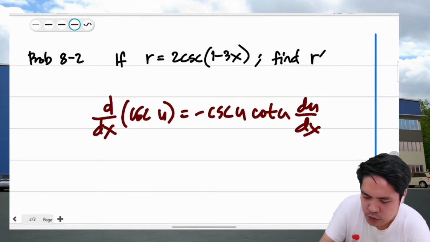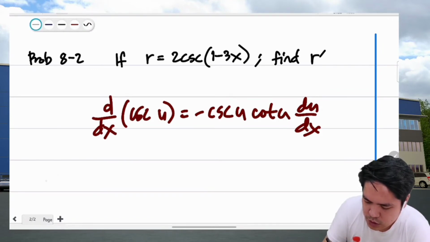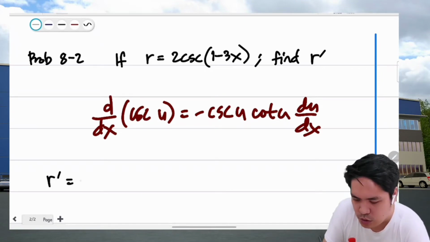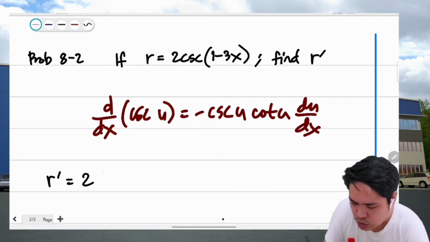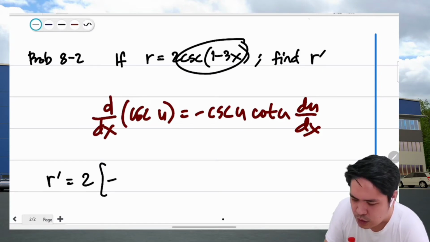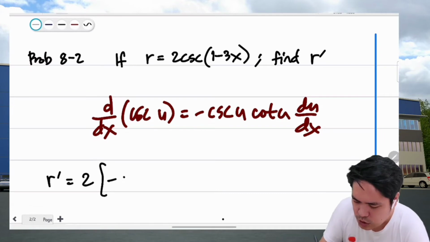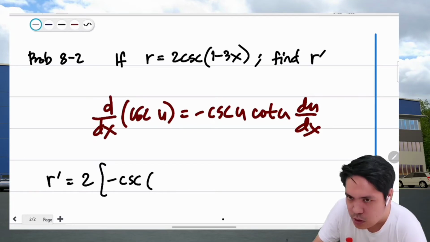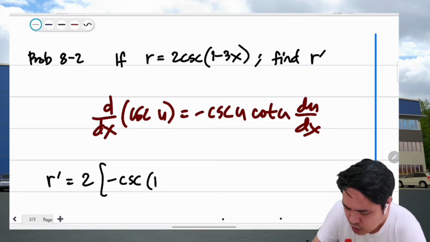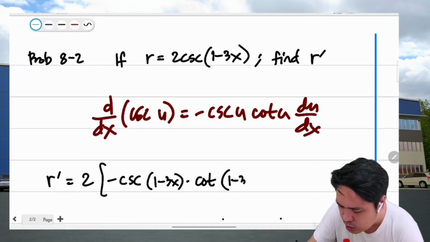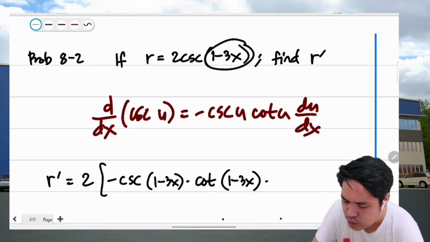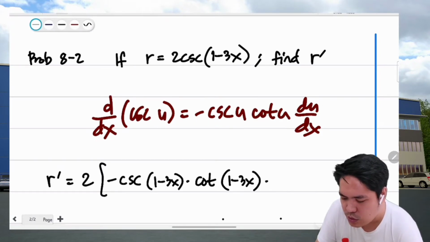Okay, so therefore, r prime is equal to the derivative of, 2 is a constant, so we isolate the 2. So, 2 times the derivative of this, which is negative cosecant u. So, our u here is 1 minus 3x. So, cosecant of 1 minus 3x, times cotangent of 1 minus 3x, times the derivative of u. What's the derivative of this? That is just negative 3. So, that's times negative 3.